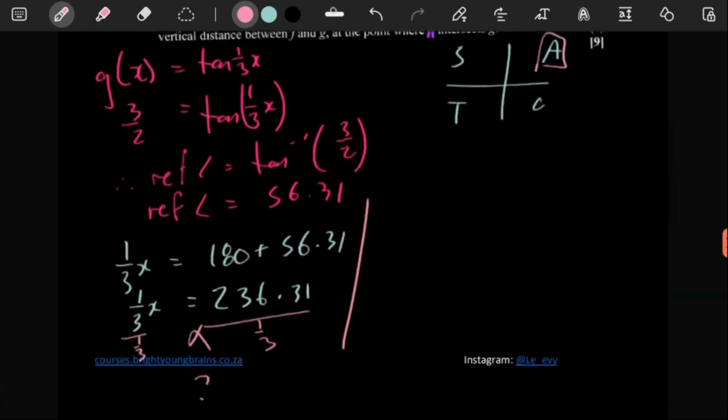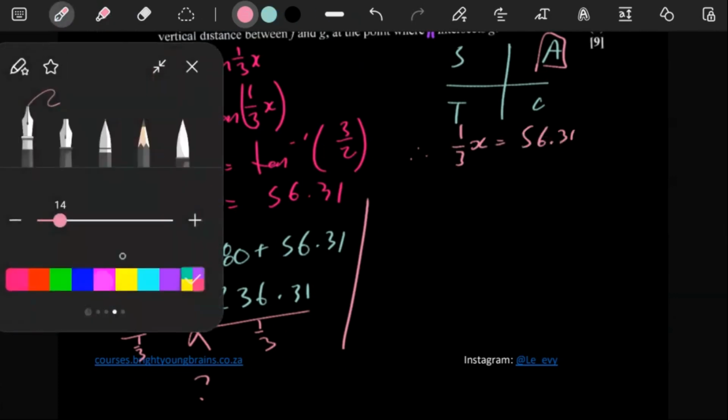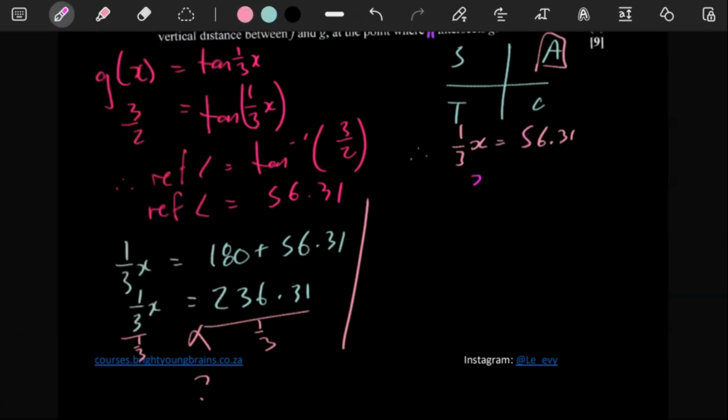You see, the first quadrant will have, therefore, 1/3 x is equal to 56.31, which is going to give us x is equal to 56.31 divided by a third. X is equal to 168.93.